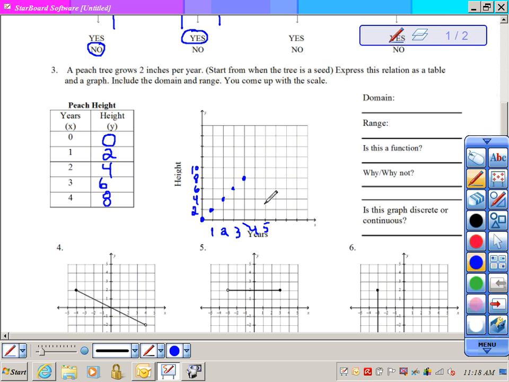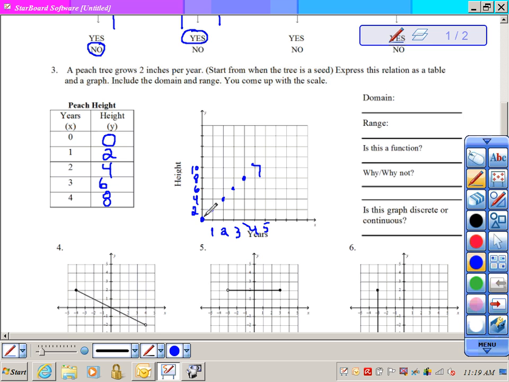Now, did it tell us to stop? Did it give us a stopping point? No. So then we would assume that it continues on. So I would have an arrow. Now, is a tree something that's going to jump from 1 year to the next? Is it going to go from 2 to 4 to 6 to 8? Or is it going to happen gradually? It's going to happen gradually.